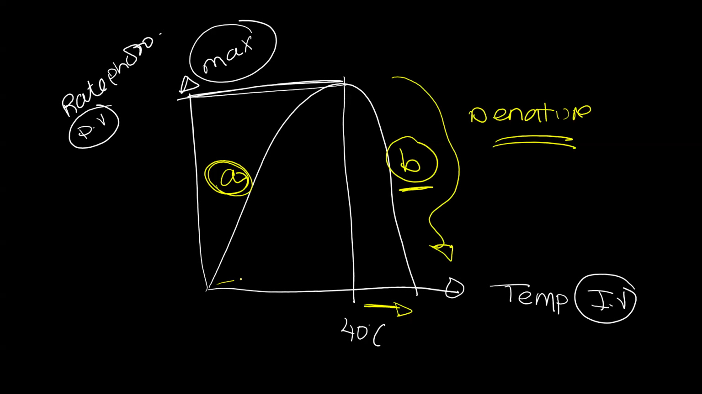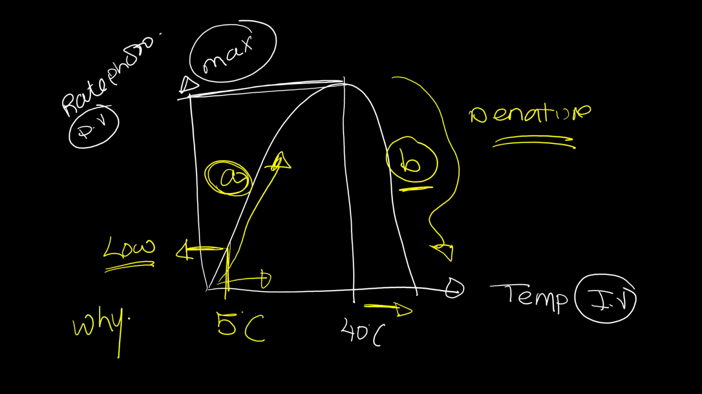A shows me that every time I'm increasing the temperature, the rate of photosynthesis was increasing. If I choose a particular temperature, let's say when the temperature was 5 degrees Celsius, the rate of photosynthesis was very low. Why? What was stopping the rate of photosynthesis from reaching the maximum level? The low temperature. Exactly. The temperature was very low. So the low temperature was the limiting factor that was stopping photosynthesis from reaching its maximum.